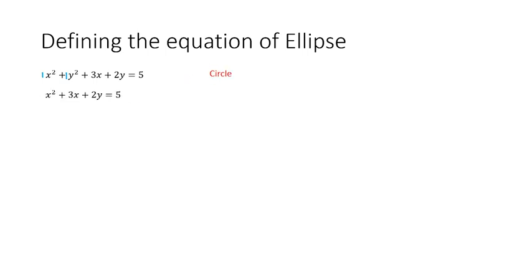What about this one? You can see that the degree 2 is only on the x, while you have 0 as the coefficient of y squared. Then this kind of equation will be a parabola. What kind of parabola? Yes, this is a vertical parabola.